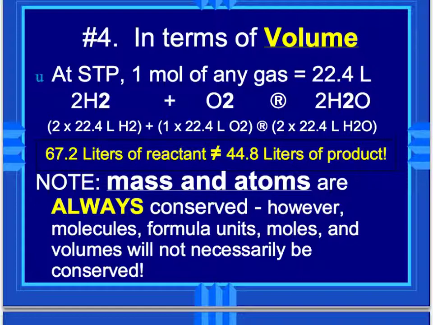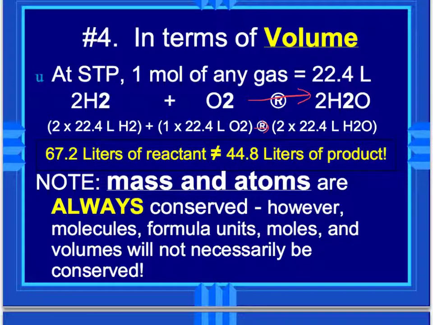So when we look at this equation here, we would say that we have 2 moles of hydrogen, so we take 2 moles, okay, so 1 mole, but we have 2 in this case, times 22.4 liters. And then if we have oxygen here, we have 1 times 22.4 liters. And then this is going to produce 2 times 22.4 liters of water. Now, what you might notice is on this side we have 67.2 liters of reactant, and on this side we have 44.8 liters of product.